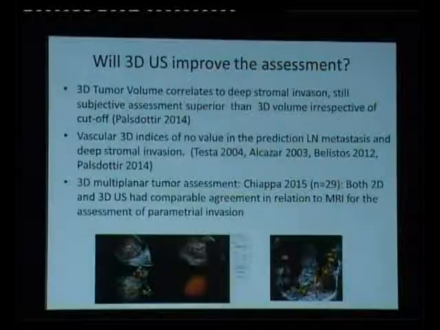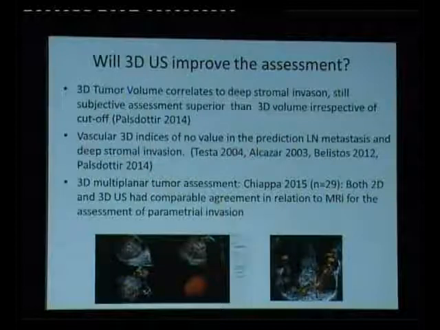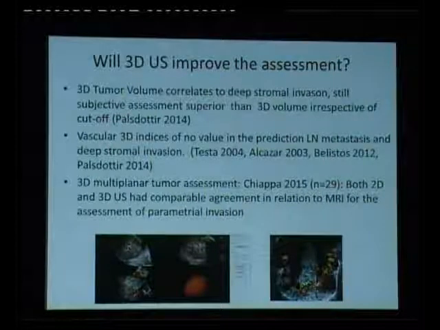We also found that the 3D vascular indices were of no value in the prediction of lymph node metastases and deep stromal invasion. In fact, the bigger the tumor gets, the more necrotic it gets in the center, and also small tumors are highly vascularized. This could be one of the explanations.